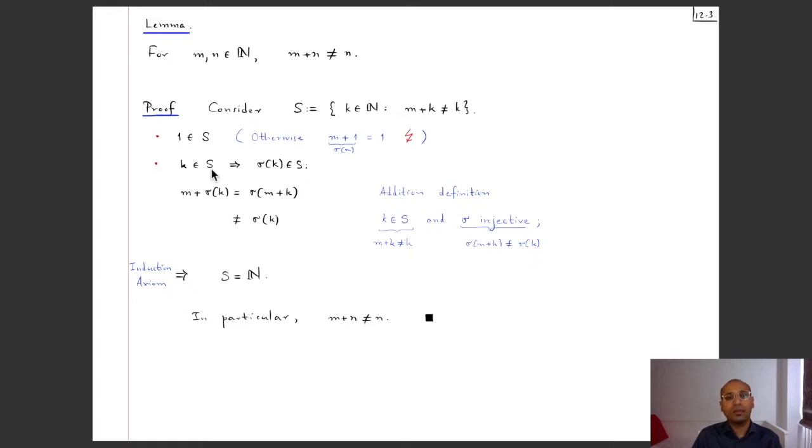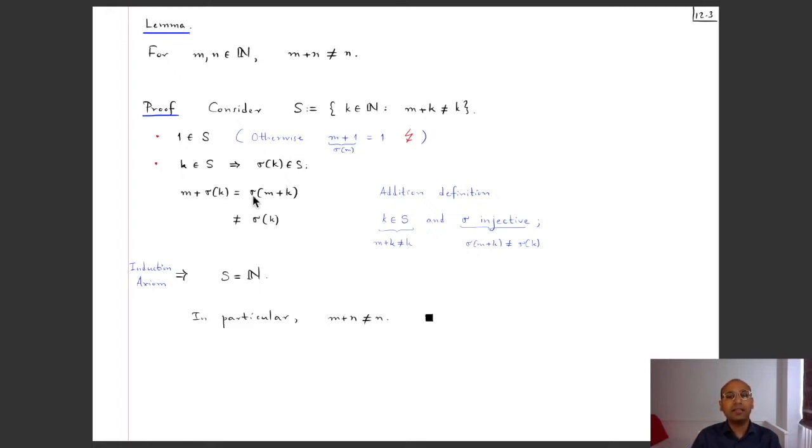Okay, so since k belongs to S, we already know that m plus k is not equal to k, and we want to show that its successor belongs to S. So we want to show that m plus sigma k is not equal to sigma k. So let's start with the left hand side. M plus sigma k, well, by the definition of addition, m plus the successor of something will be the successor of m plus the thing inside.